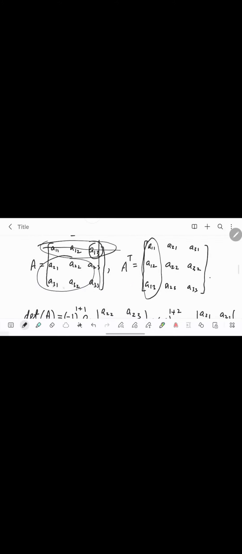Now I am done with this element also. The first 2 elements are done. Now I have to do this element. So plus minus 1 to the power 1 plus 3, A13. Then I will write the determinant of the 2 by 2 matrix by forgetting about this row and this column. I have only this thing: A21, A22, A31, A32. Okay?